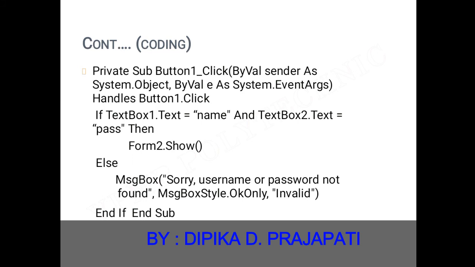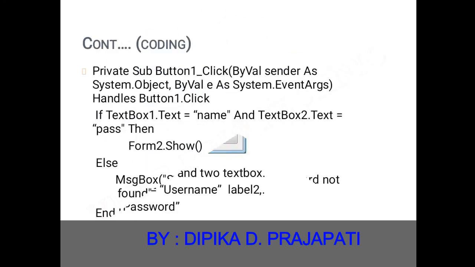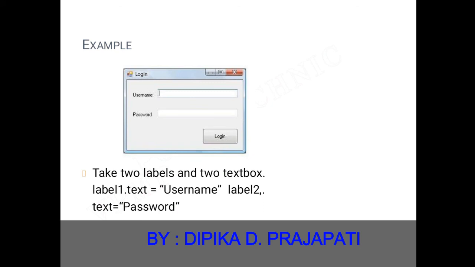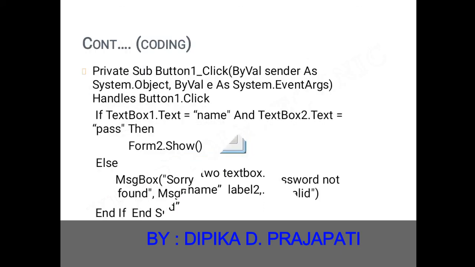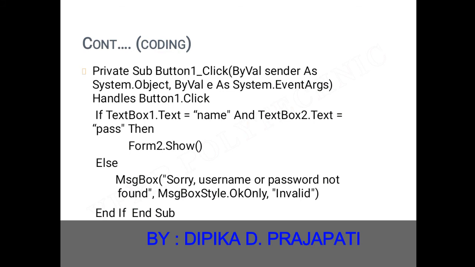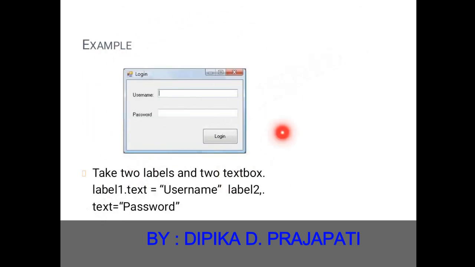Now the coding portion of this design. Here, double click on the login button, and then write this type of code. If TextBox1.Text is equal to name and TextBox2.Text is equal to pass, then Form2.Show. Else MessageBox, "Sorry, username and password not found", and then provide a message box style, OK only, Invalid, then End If and End Sub. So this is our coding portion for this type of design in a Windows Forms application.